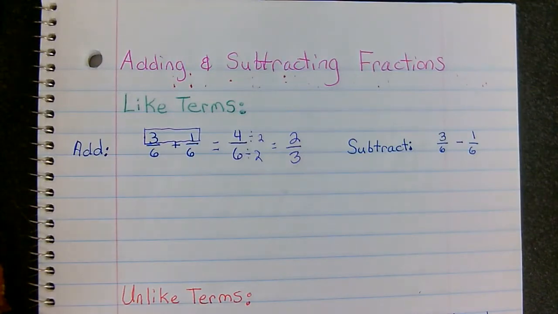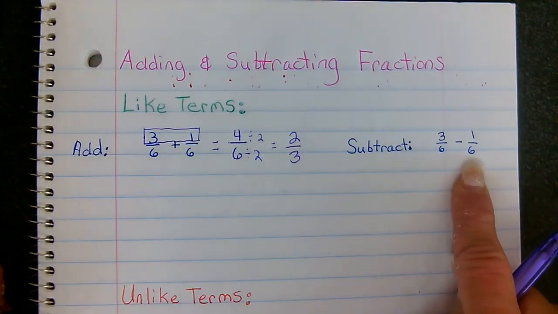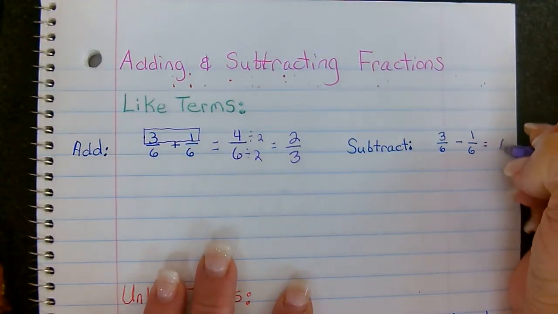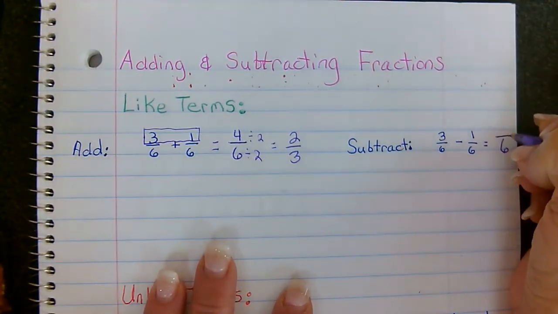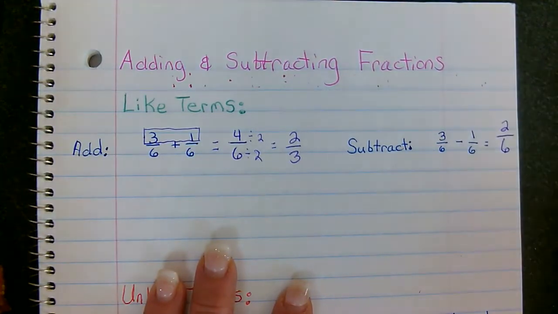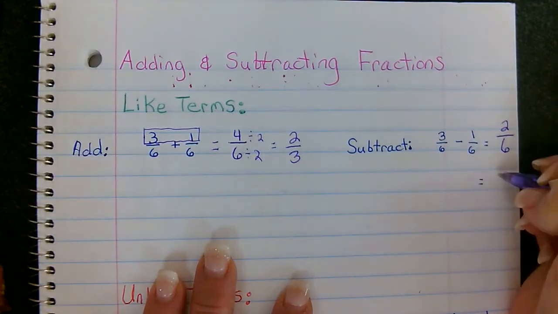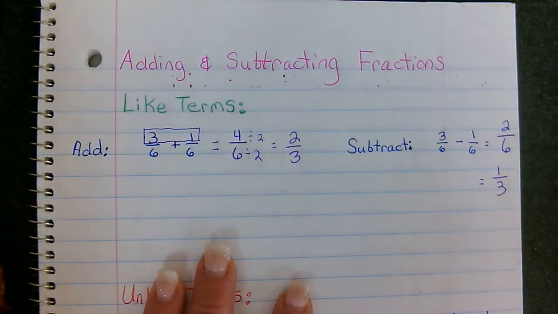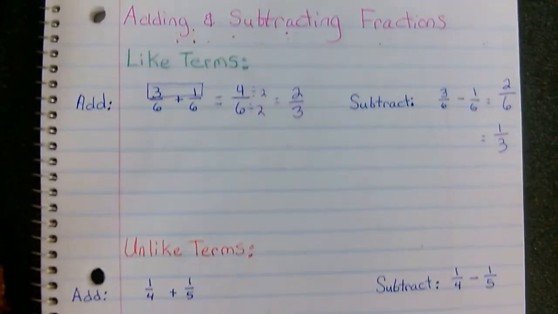Okay? Now on subtraction, same thing. I'm going to bring over the 6 because that denominator is the same already, and so I keep it. And then 3 minus 1 is 2, and I'm going to simplify. Well, 2 goes into itself 1 time, and 2 goes into 6 3 times, and so my final answer is 1/3. Okay? Now let's look at the next one.